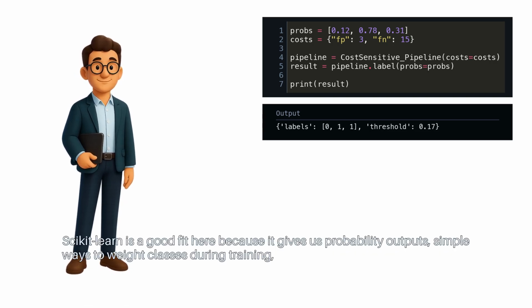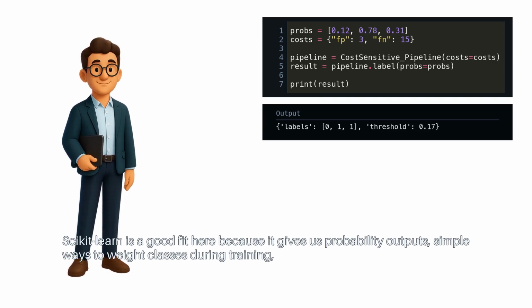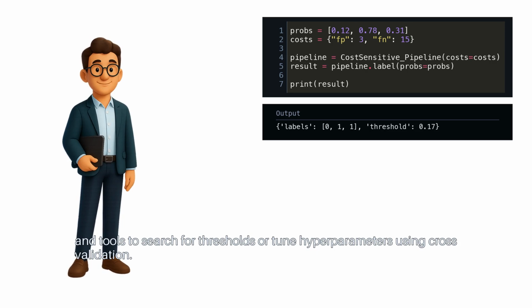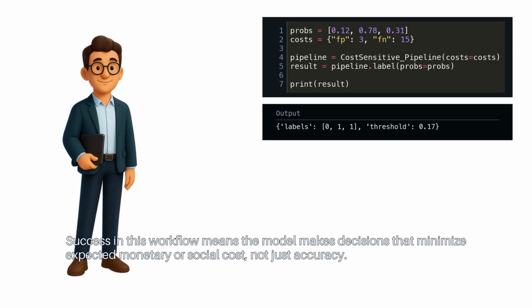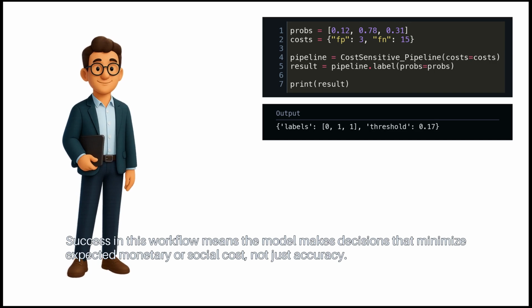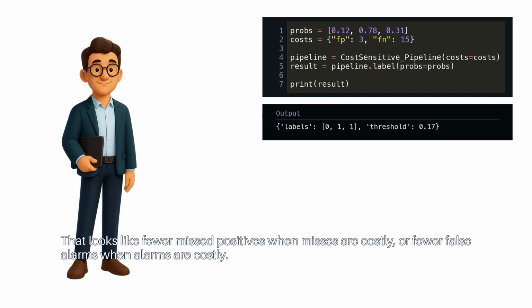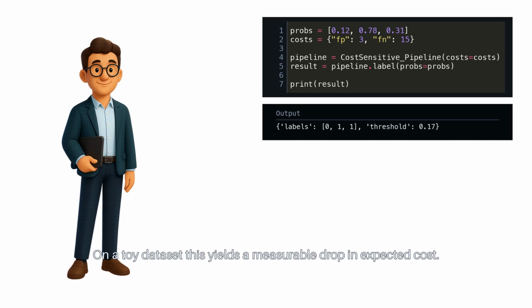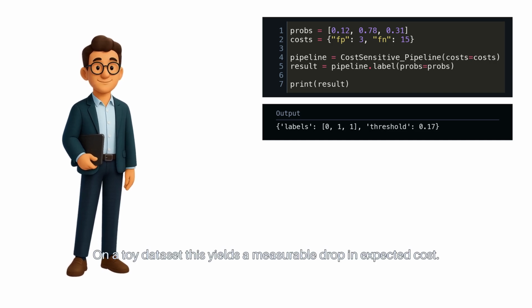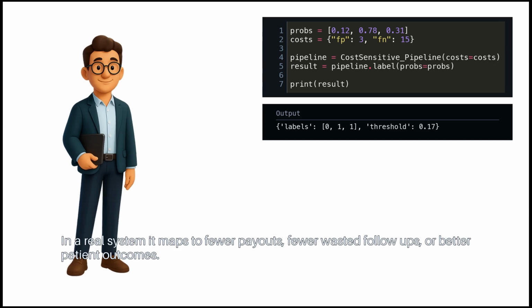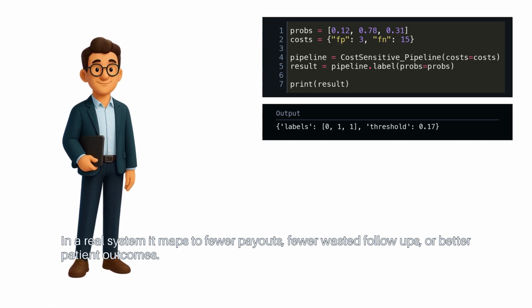Scikit-learn is a good fit here because it gives us probability outputs, simple ways to weight classes during training, and tools to search for thresholds or tune hyperparameters using cross-validation. Success in this workflow means the model makes decisions that minimize expected monetary or social cost, not just accuracy. That looks like fewer missed positives when misses are costly, or fewer false alarms when alarms are costly. On a toy dataset, this yields a measurable drop in expected cost. In a real system, it maps to fewer payouts, fewer wasted follow-ups, or better patient outcomes.